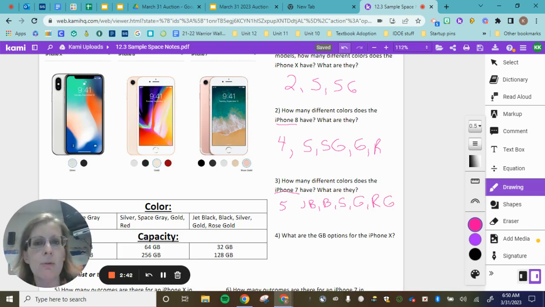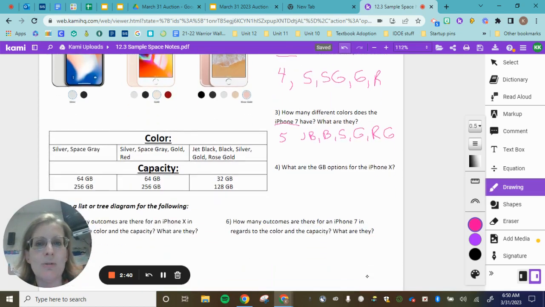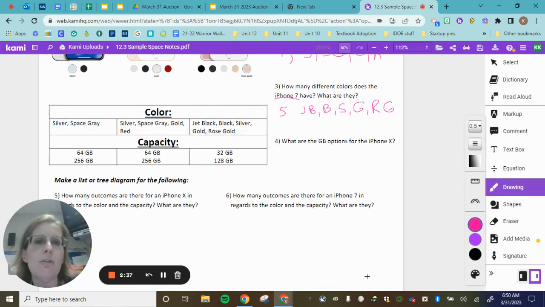So the first choice is what color phone do you want? And then the second choice is what's its capacity. So what are the gigabyte options? So this one has 2 options. You can get 64 or 256 gigabytes.